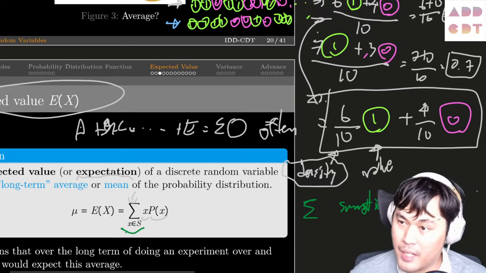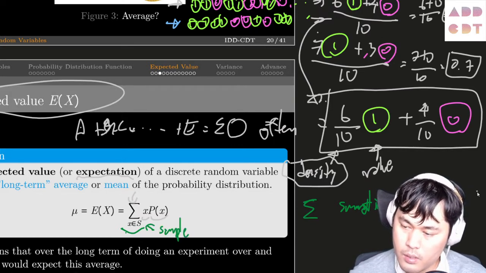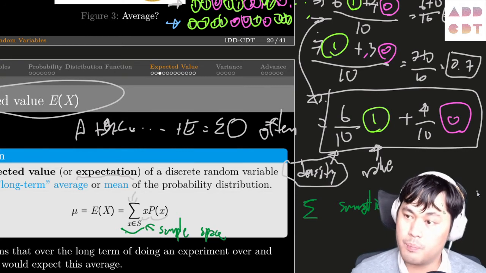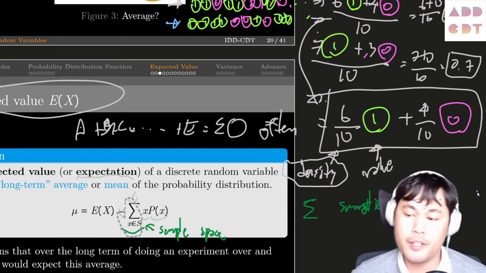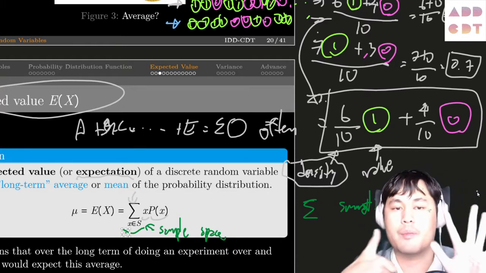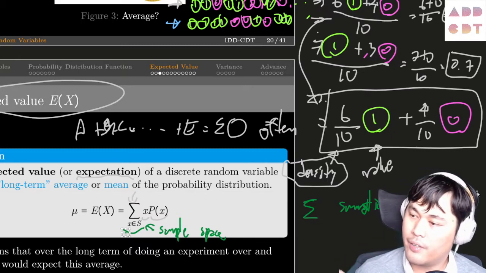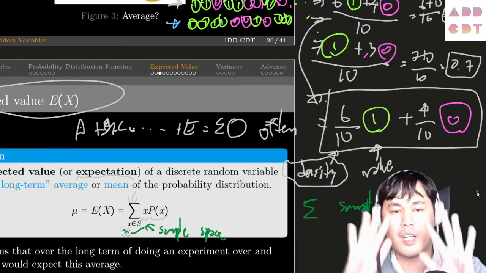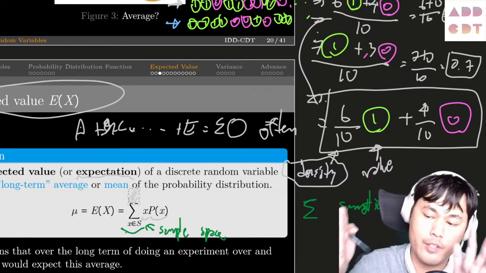And what is S then? S is the sample space, and each x is an outcome. First you look at how many outcomes there are. If you roll a die, there are 6 outcomes. If you flip a coin, there are 2 outcomes. If you take a random number from 0 to 9, there are 10 outcomes, for example. And you take a sum over each of the outcomes.